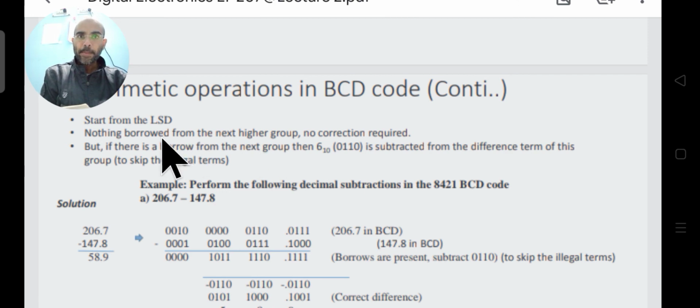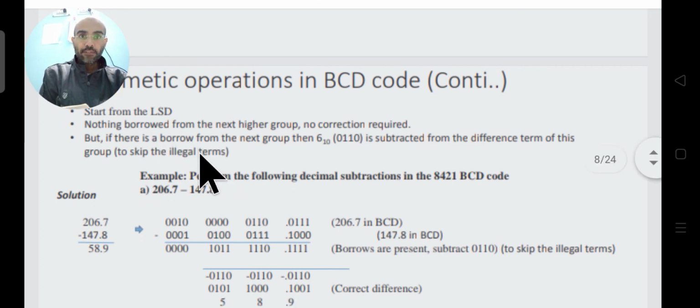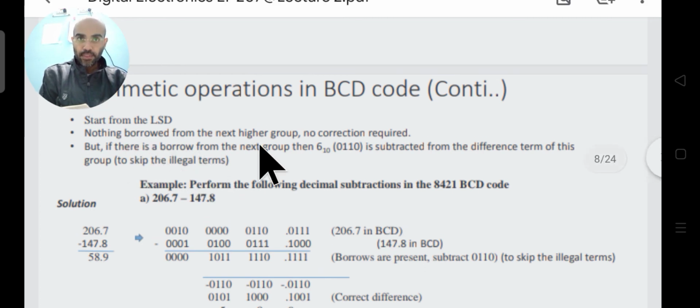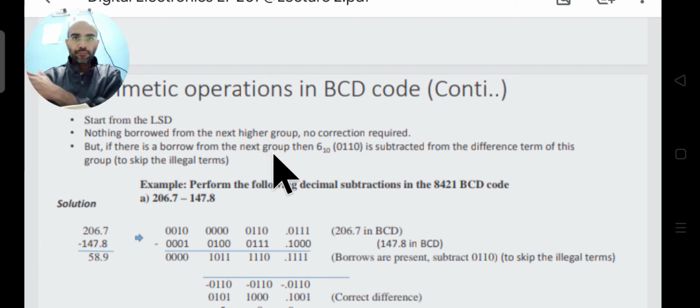So now let's see the same thing, the subtraction, with these steps. So you see, we have to again start from the LSD. So these are the steps. In addition, what we have done, the carry was moved to the next step. But in subtraction, we borrow from the next state.